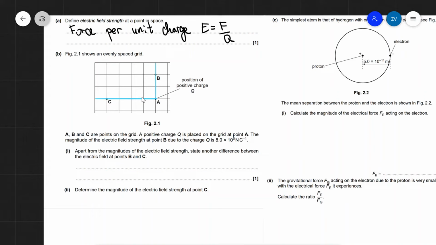If there's a positive charge here, the field lines will be emerging radially out. So this means that at point B, the field line will be pointing vertically upwards, and at point C, it will be horizontal and pointing to the left. So what we can write down over here, the difference is simply the direction.